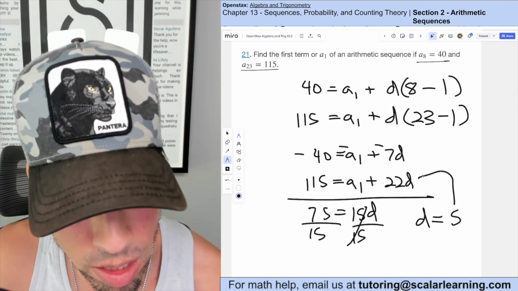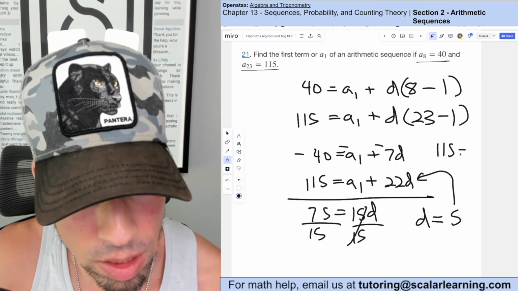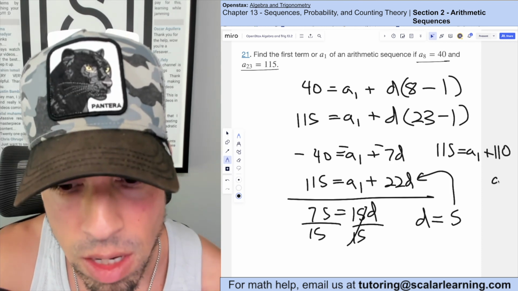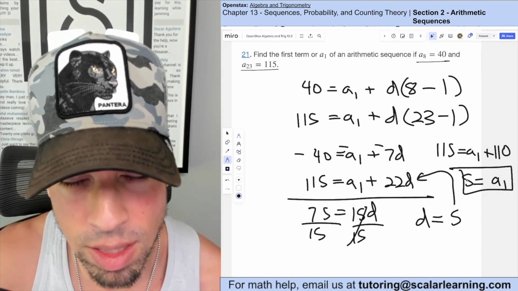If d is equal to 5, now we can find a1. Let's plug and chug right here. a1 plus 22 times 5, which is 110. 115 equals a1 plus 110. Last but not least, subtract 110 from both sides, and we've got a1 is equal to 5. So that's the first term of the sequence. That's how you do it.